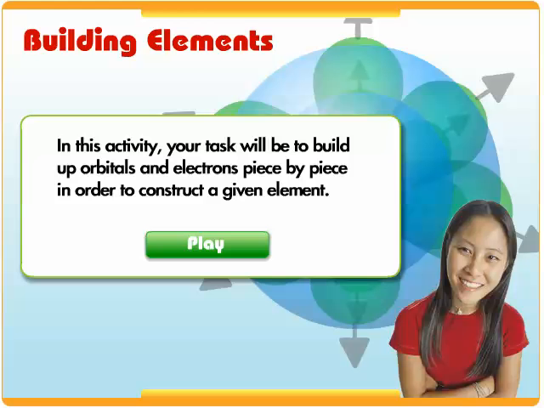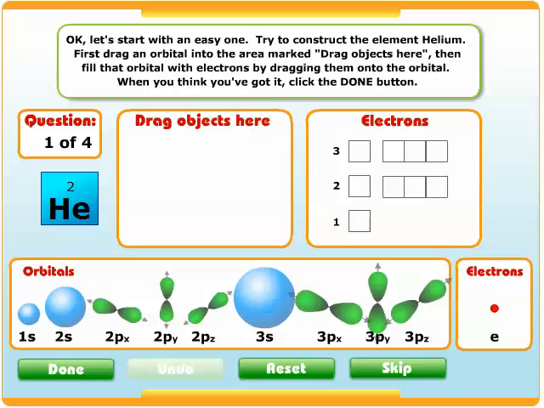Building elements. So in this demonstration, you're going to see how we build up orbitals and electrons piece by piece in order to construct a given element. So we're going to start with one of the simplest elements that we have. It's helium. Helium is composed of 2 protons, 2 neutrons, and 2 electrons.